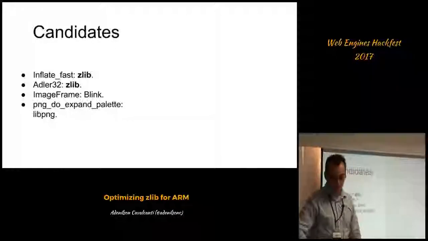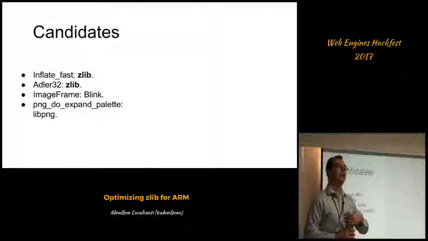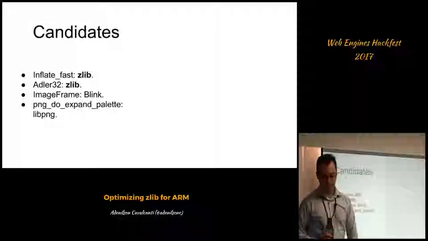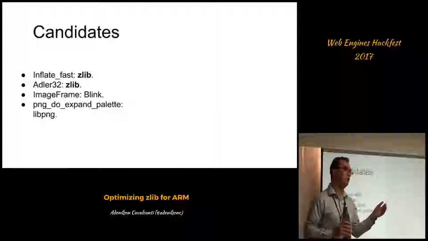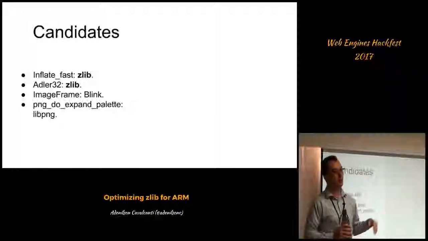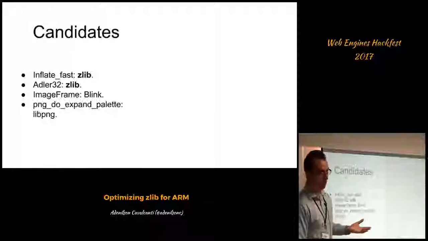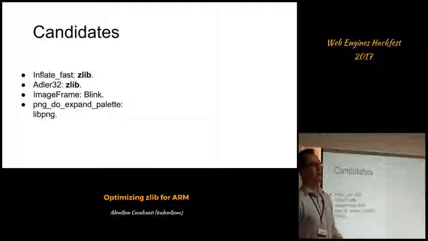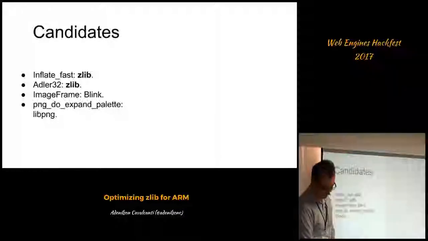I decided to not work on the Blink code because there is an ongoing effort to phase out the Blink image decoders and use some new classes in Skia for performing both image decoding and image encoding. So I thought, okay, I could easily make this 3 or 4 times faster. But on the other hand, say one year from now, the work is going to be lost. So let's start with zlib.